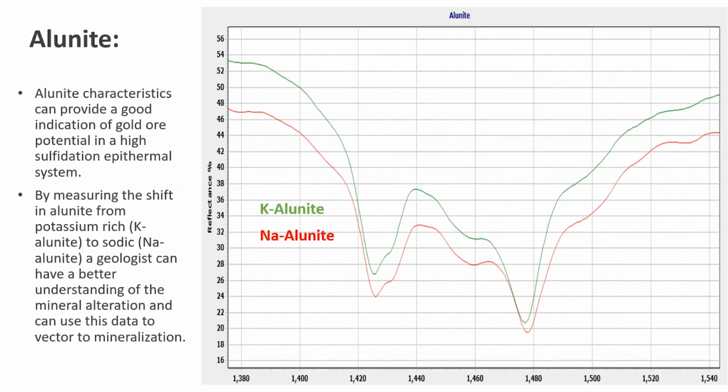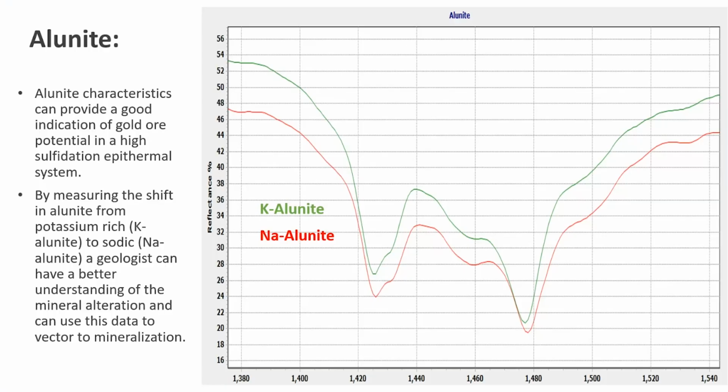And then we have alunite. What makes alunite especially useful is that its chemistry varies between potassium-rich and sodium-rich. By measuring the spectral shift between these two types, we can gain a clearer picture of the alteration environment. With high-resolution spectrometers, the subtle shifts in absorption bands are much easier to see, and that allows geologists to use alunite not only for identification, but also as a vector towards zones of higher potential of gold mineralization.